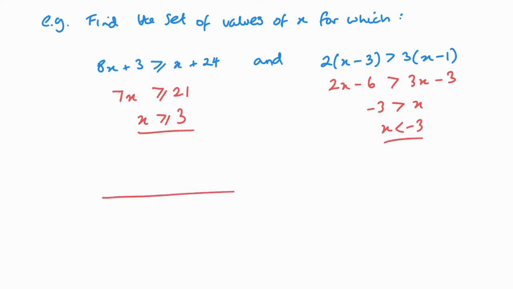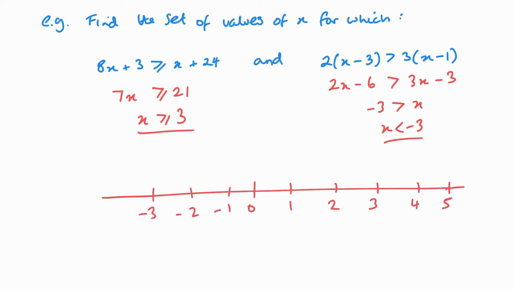Now let's look at it on a number line. So greater than or equal to 3. And less than negative 3. That's what we're looking at. There's no overlap between these two.